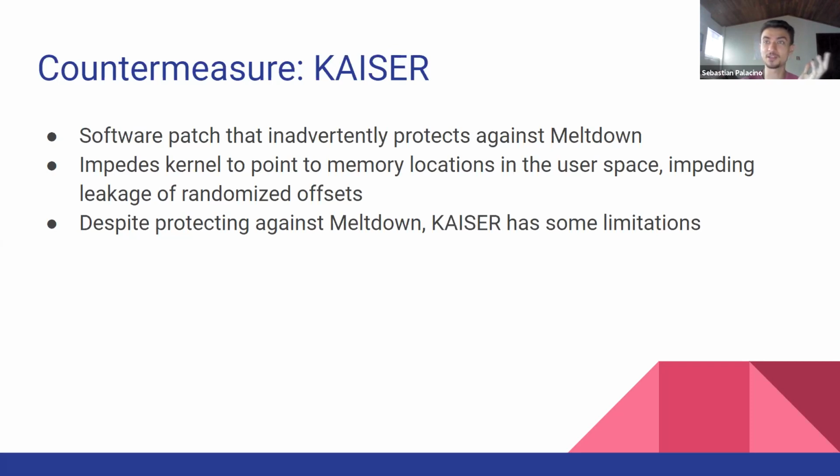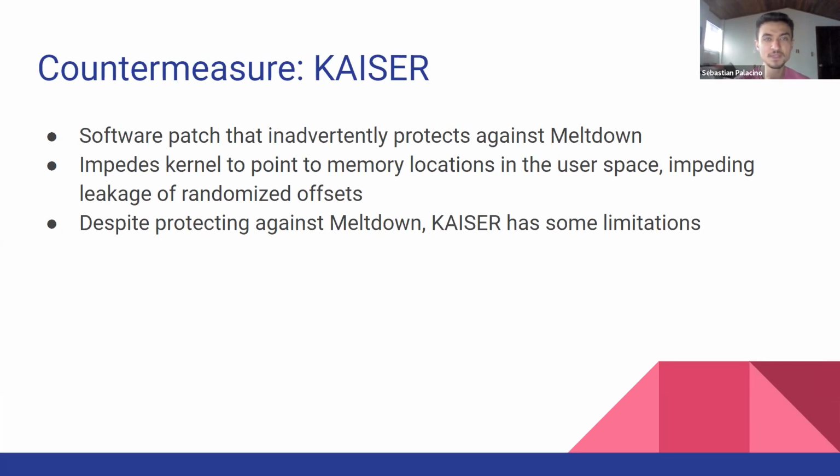So you then might be thinking, well, Meltdown takes advantage of out-of-order execution, so we can take that off. No, actually, you see, out-of-order execution really helps the performance of the CPUs, and if you take it out of the equation, the performance of the CPU will take a serious hit. So what do we do? Well, the answer is a software patch that inadvertently protects against Meltdown. That is Kaiser.